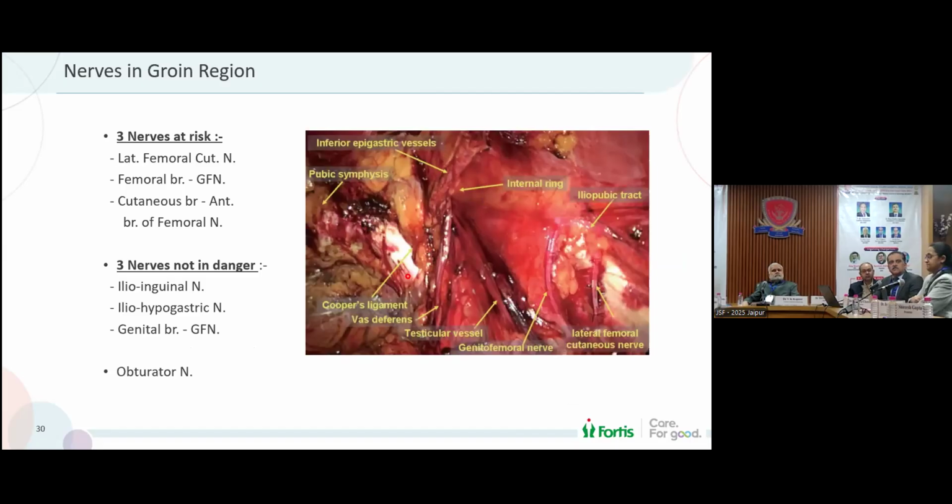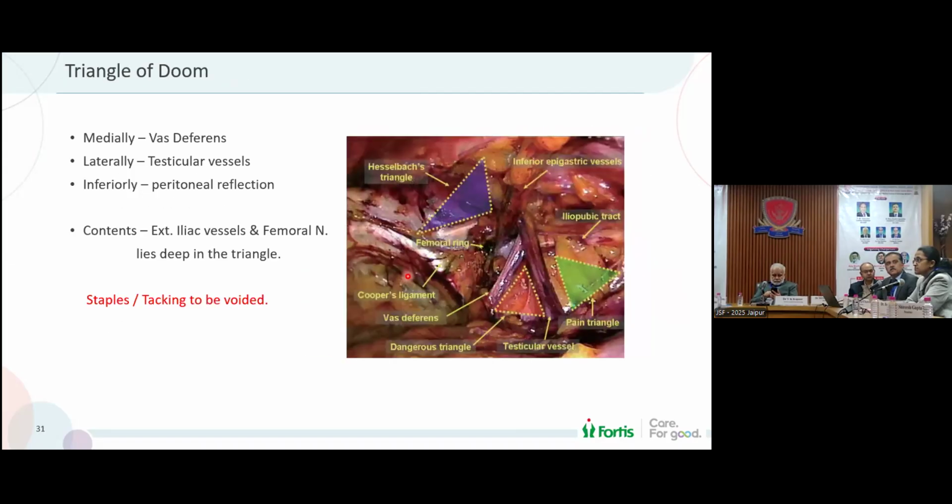And these are the nerves in the groin region, which are more important. Our nerves are the lateral femoral cutaneous nerve of the thigh on the lateral aspect, femoral branch of genitofemoral nerve. Genital branch is going into the open area, open inguinal canal, and anterior branch of femoral nerve. And there are 3 nerves which are not in danger: ilioinguinal, iliohypogastric, and genital branch of genitofemoral. These are in danger in open hernia repairs.